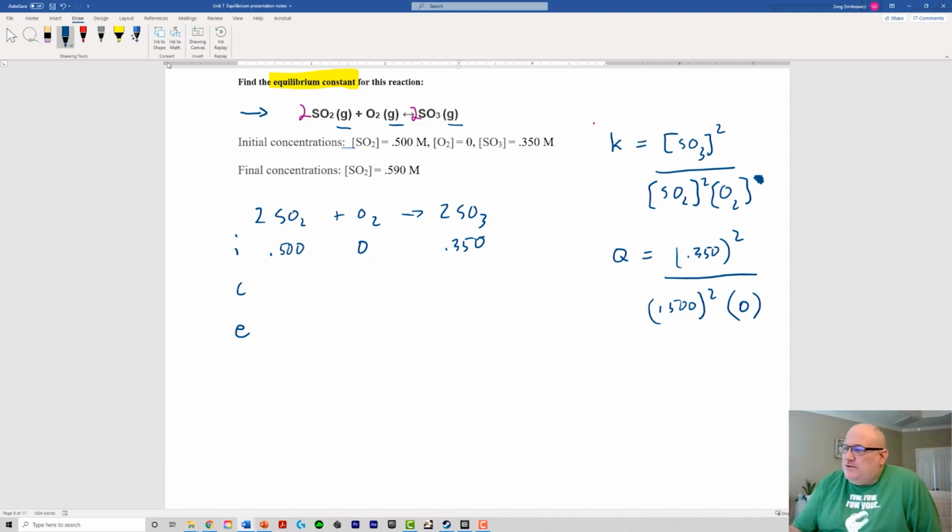But a better way to do it is, if you take a look at the problem here, do you see how they gave us our equilibrium concentrations of 0.590? And if we compare our initial to our final of SO2, do you see how it's gone up? Which means that the reaction must shift to the left. I don't know why I did a double arrow there, but it must shift to the left. What that means essentially is that we're going to lose stuff from the SO3 side and we're going to gain stuff on the reactant side.